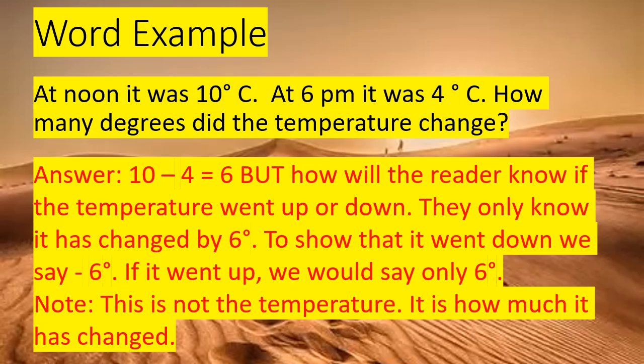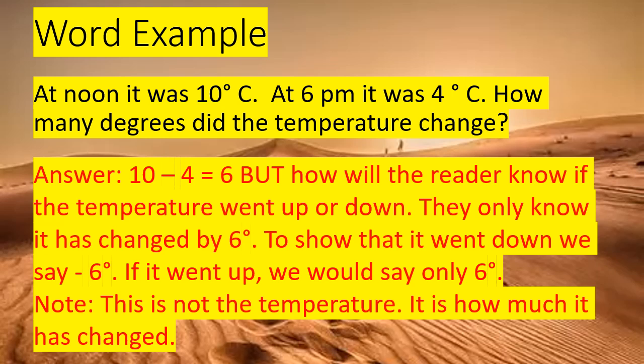So here's a word example. At noon, it was 10 degrees Celsius. At 6 p.m., it was 4 degrees. How many degrees did the temperature change? So the answer: 10 minus 4 equals 6.